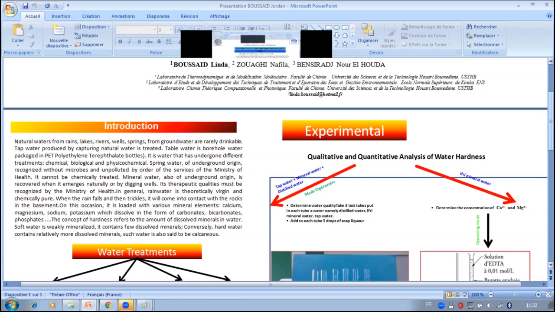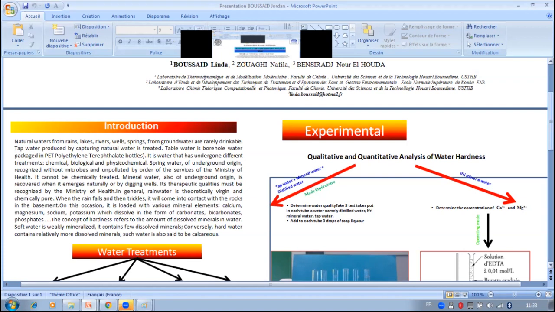In general, rainwater is theoretically virgin and chemically pure. When the rain falls and then trickles, it comes into contact with the rocks in the basement. On this occasion, it is loaded with various mineral elements: calcium, magnesium, sodium, potassium, which dissolve in the form of carbonates or bicarbonates, phosphates, etc.